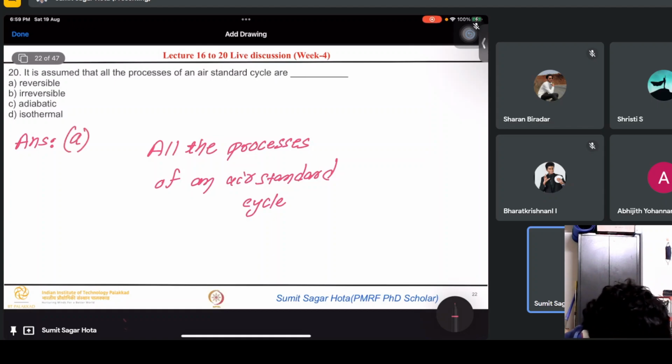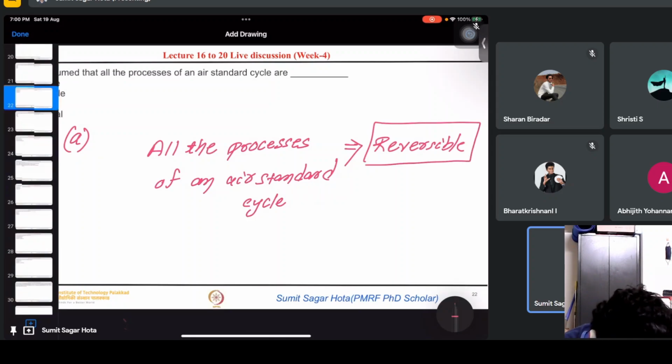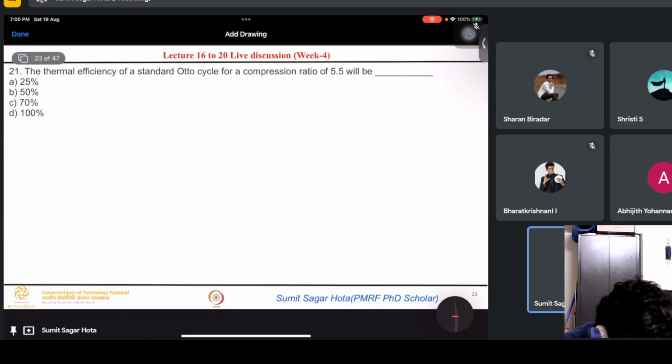So that's the reason the answer is A. This is a kind of tricky question. This kind of question you can expect in competitive examinations.